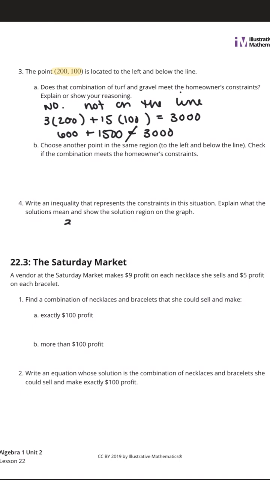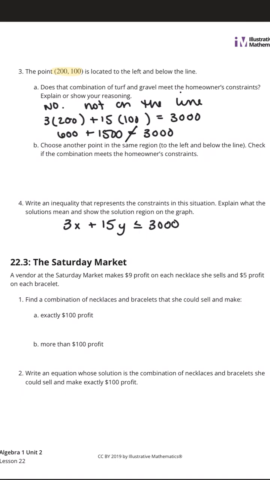So if I had to turn this into an inequality, it's still going to be 3x plus 15y. But now instead of equal to 3,000, I can change that to less than or equal to. She could spend the whole budget. That is an option. But she doesn't have to spend it. She could spend less than that. So that would change our graph a little bit.